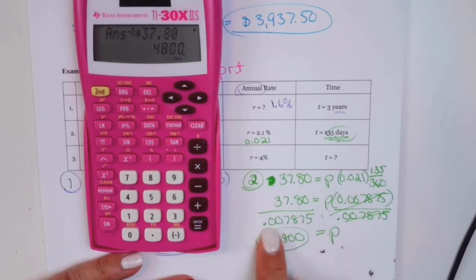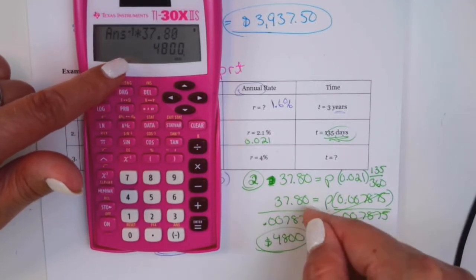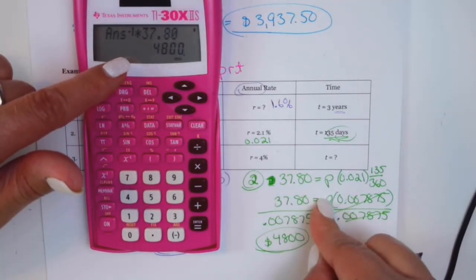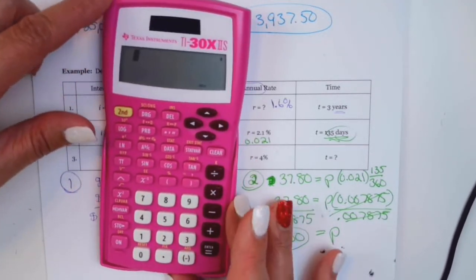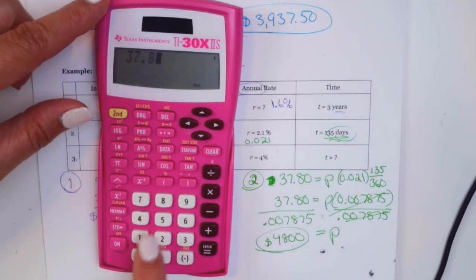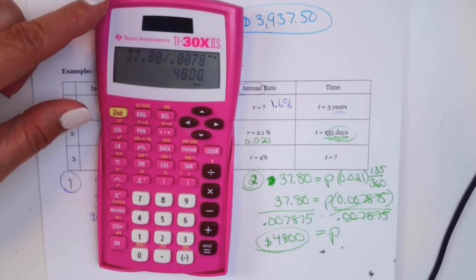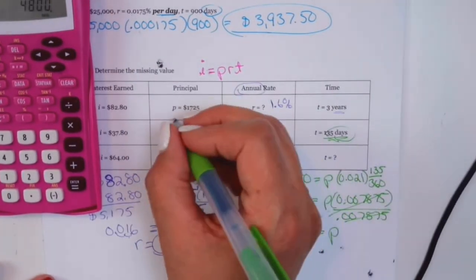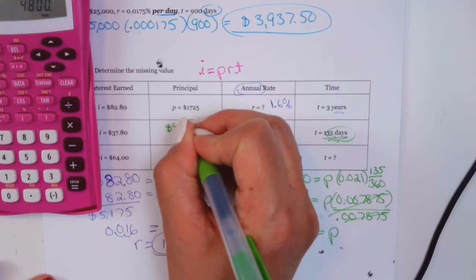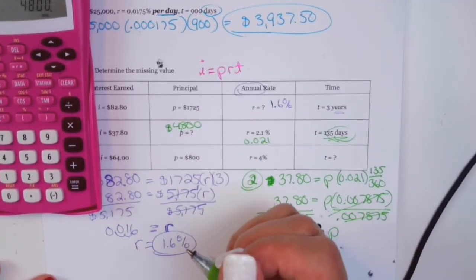Because we are dividing by this number, I flipped it. So I took a reciprocal of it, and then I multiplied it by this. Don't do it unless you're sure what you're doing. 37.80 divided by 0.007875 equals 4,800. So to be on the safe side, I would just type in all those numbers. So $4,800 is our answer.